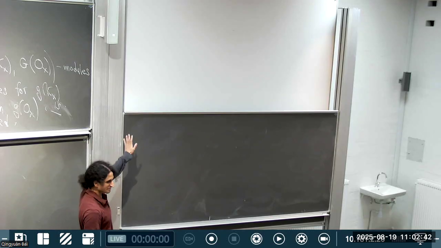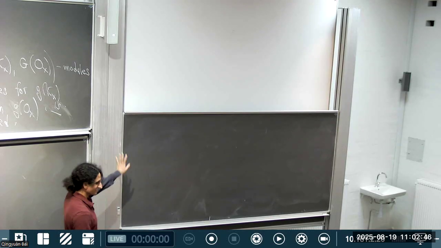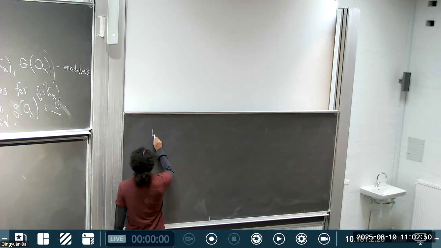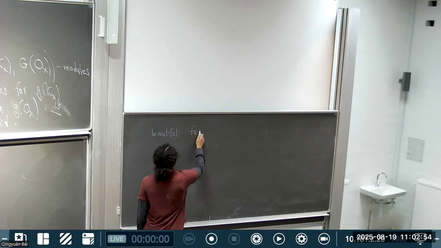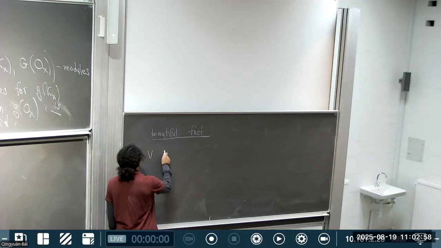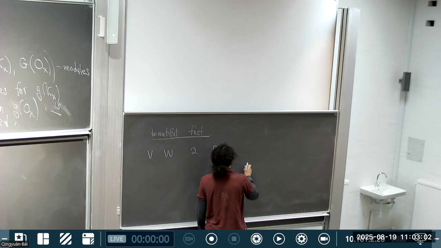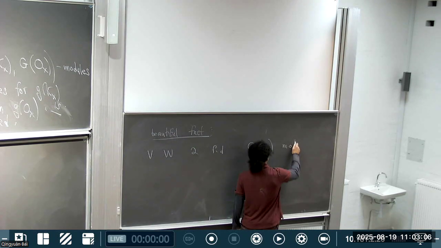That's some of Bailenson, Bernstein, Lutz, some beautiful stuff. Okay, so now here's the beautiful fact. Suppose I take V and W, two finite dimensional GOX modules.